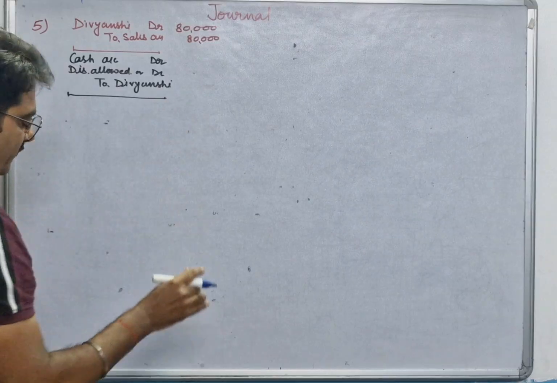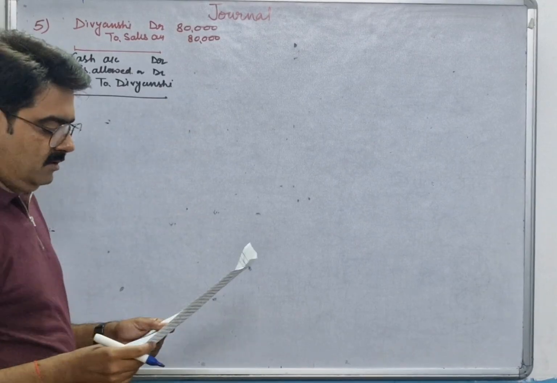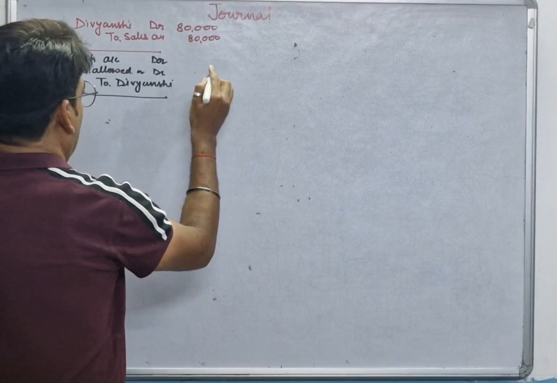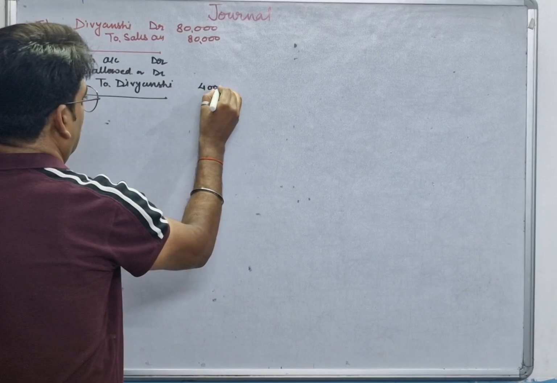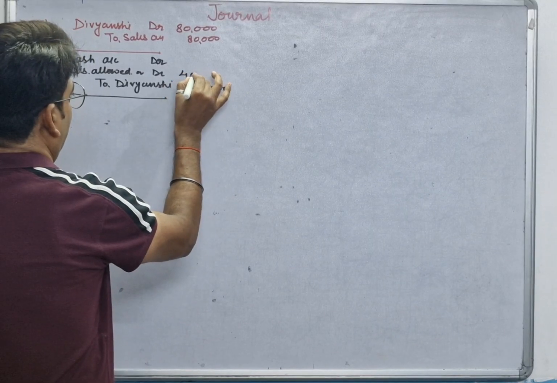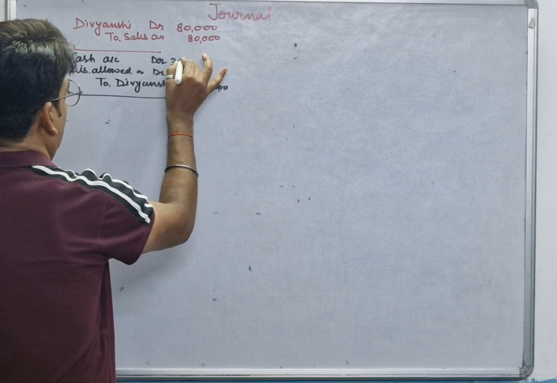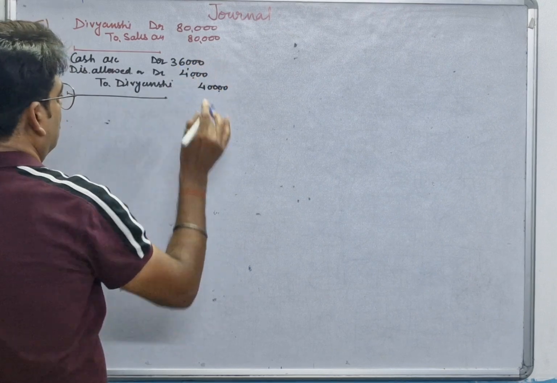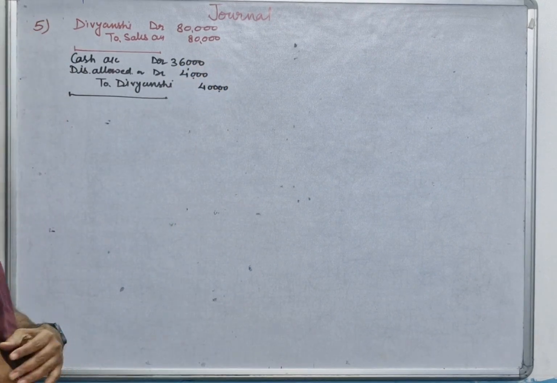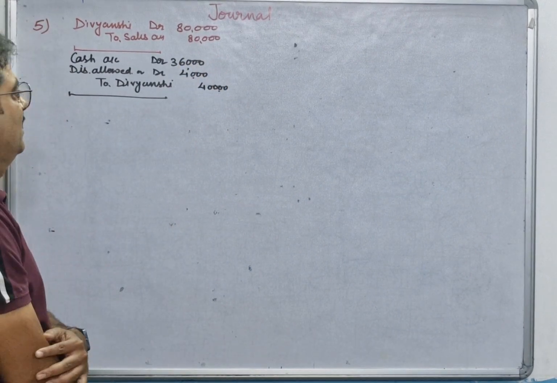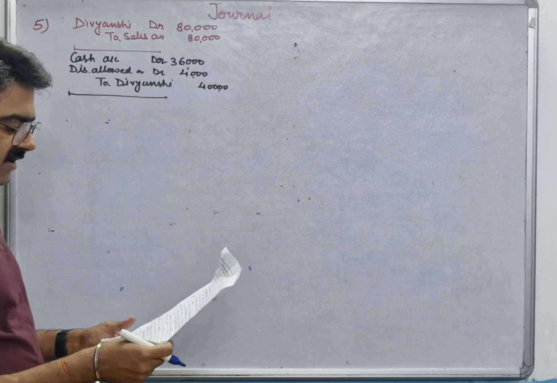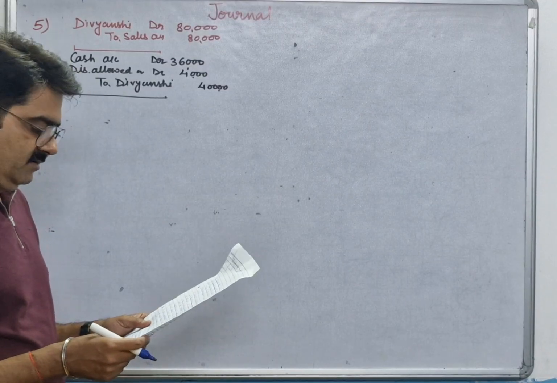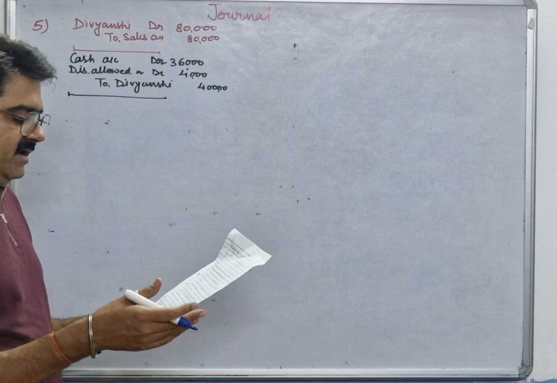Being amount received, half the amount. Total sale is 80,000, half will be 40,000, 10% discount will be 4,000, and the amount will come to 36,000. So like this, cash account will be debited by 36,000. Discount allowed debit 4,000 and to Divyanshi 40,000, and 30% of the remainder on April 30.